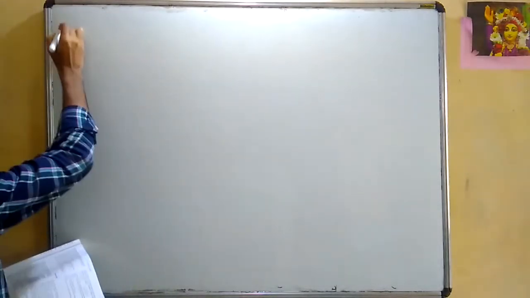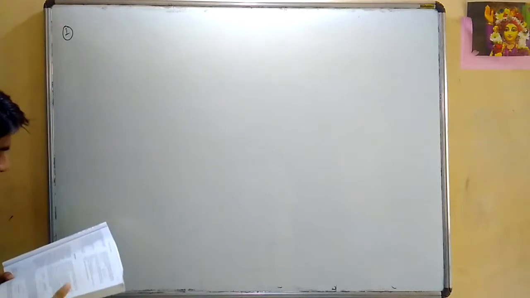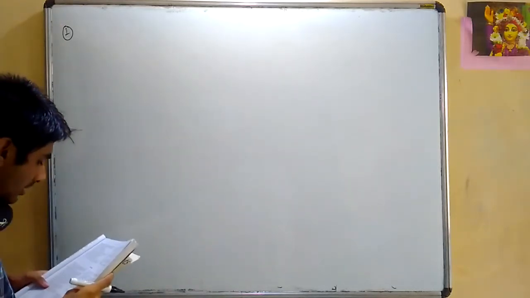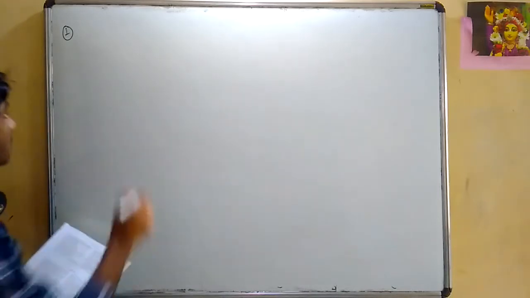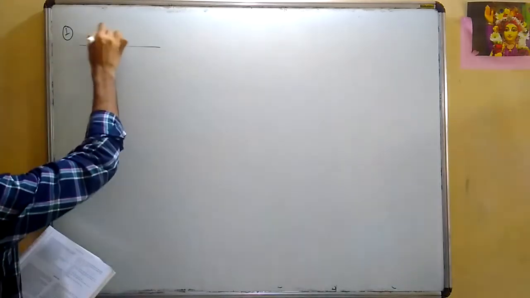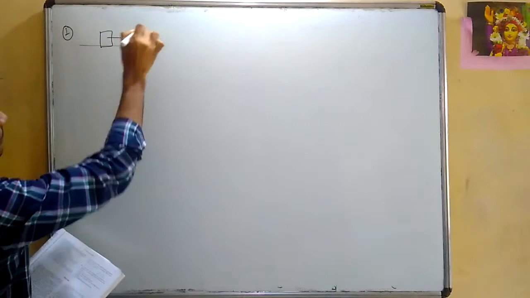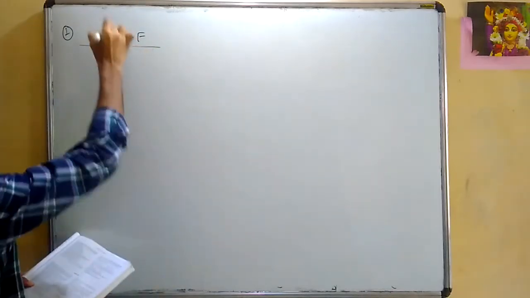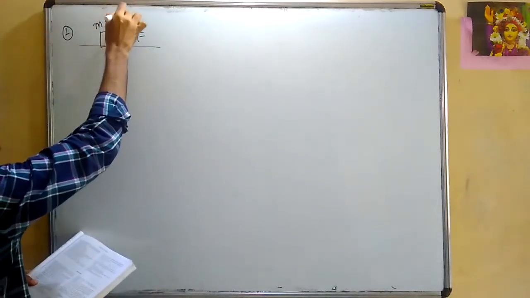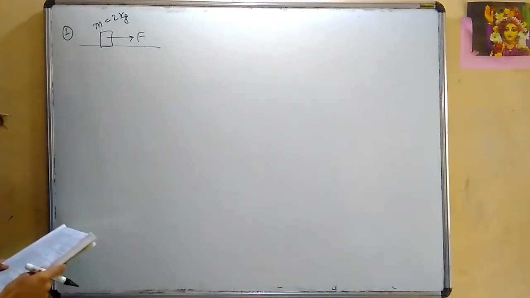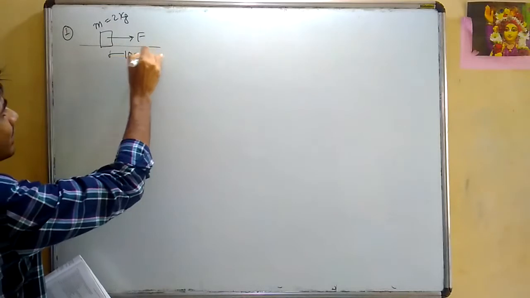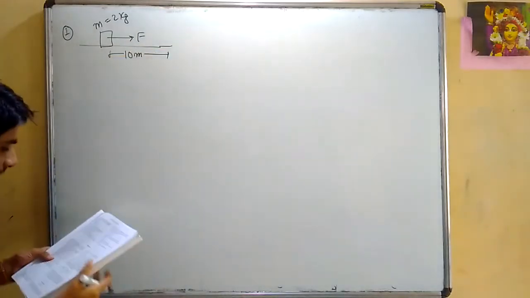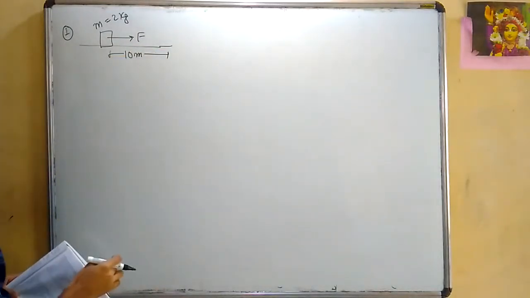See exercise question number 1. It is given a block of mass 2 kg placed on a long frictionless horizontal table is pulled horizontally by a constant force F. Its mass is given as 2 kg. It is found to move 10 meter in the first 2 seconds. So the question is, find the magnitude of F.